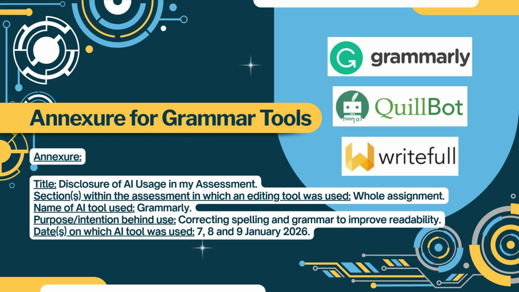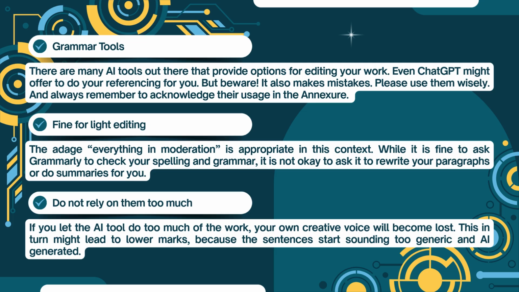Here is an annexure example to follow when grammar tools have been used in your assessment. Please edit the responses so that they reflect your actions as accurately as possible. There are many AI tools out there that provide options for editing your work. Even ChatGPT might offer to do your referencing for you. But beware, it also makes mistakes. Please use them wisely, and always remember to acknowledge their usage in the annexure.